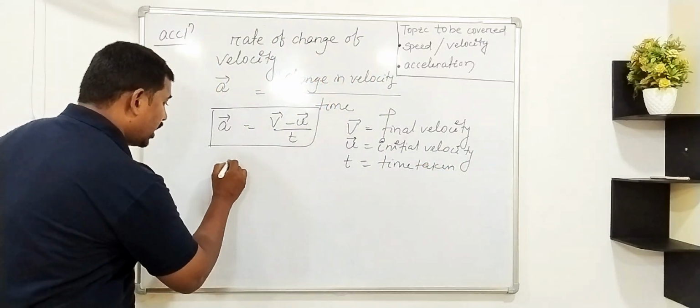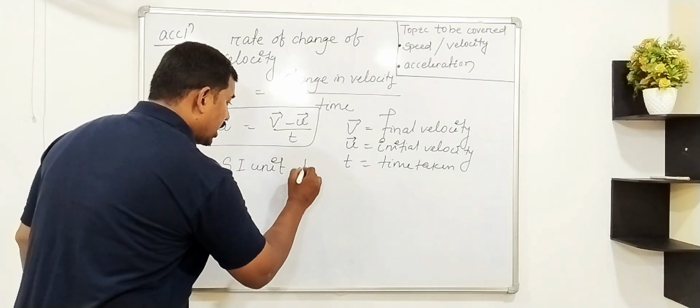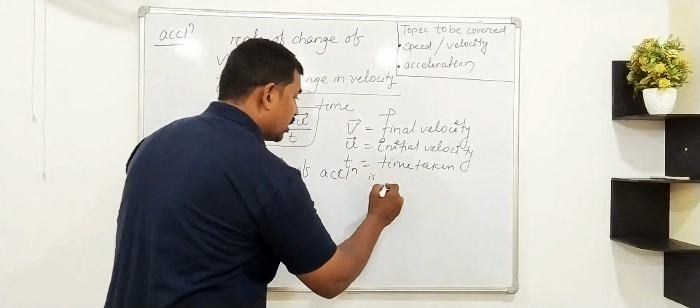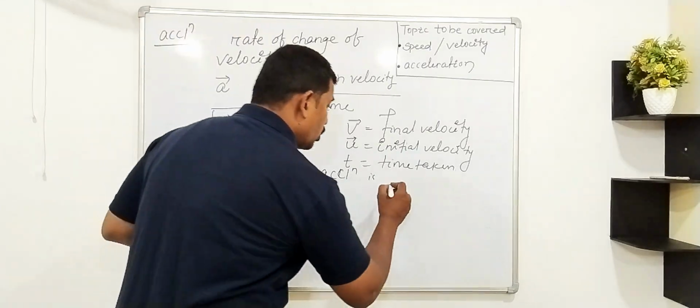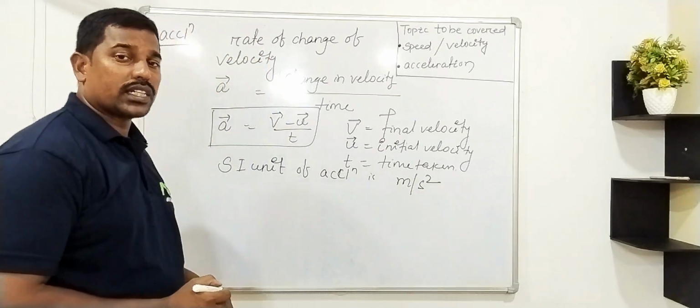Then the next topic is the SI unit of acceleration. Since it is change in velocity per time, the SI unit is meter per second square.